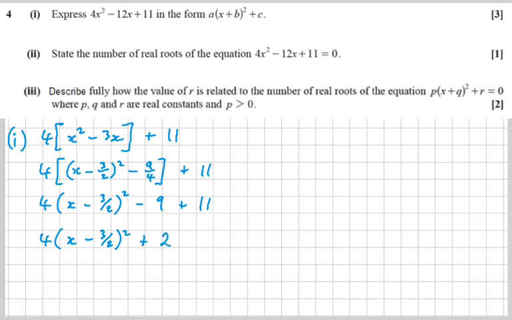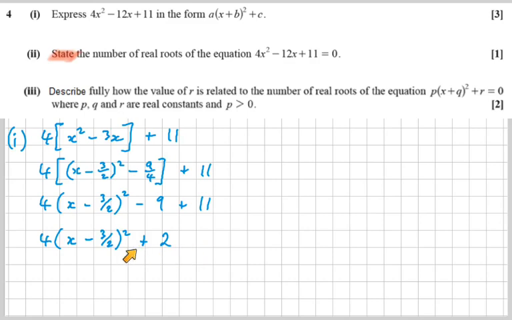Okay, in part 2, state the number of real roots of the equation. That's the expression we've just completed the square of, equals 0. State means that we shouldn't have to do any more working. We should already have enough information to know the answer. It's just for 1 mark. So if you set this thing here equal to 0, is it possible for that to equal 0?